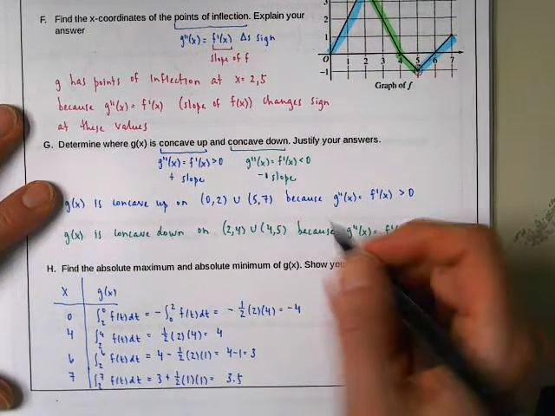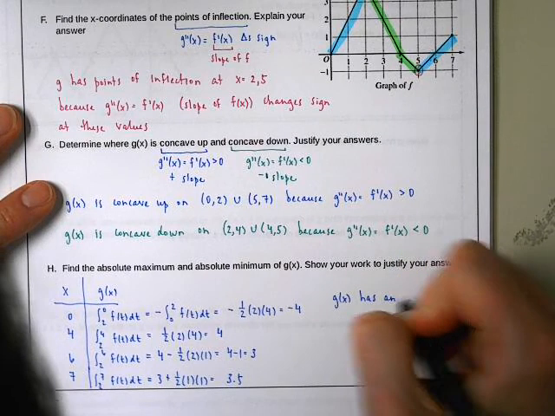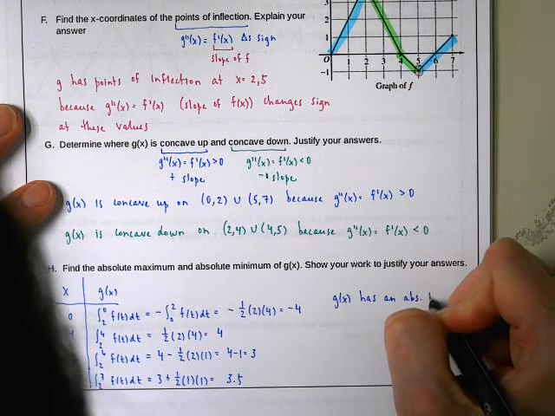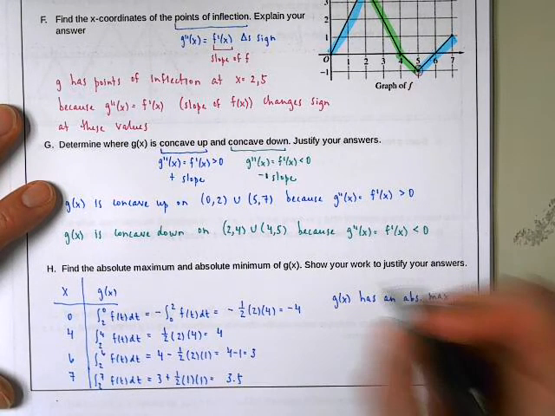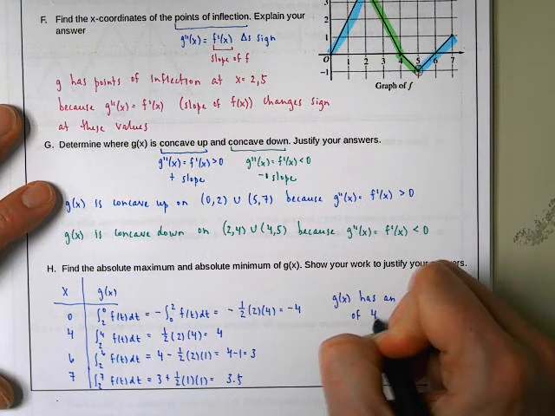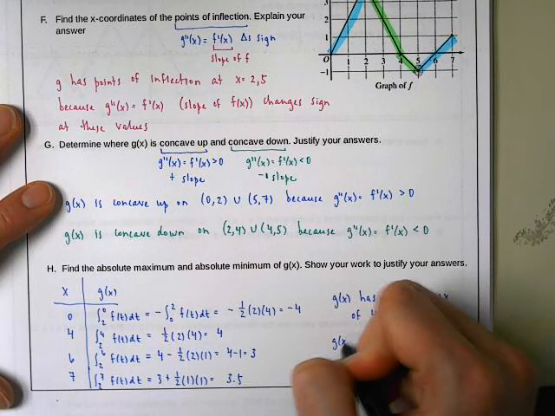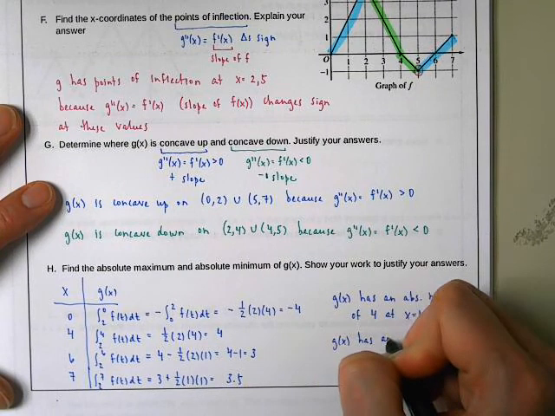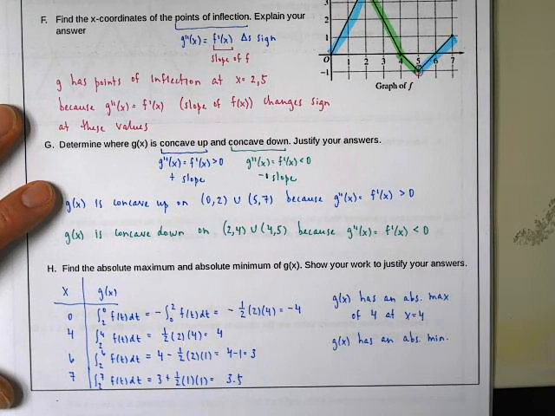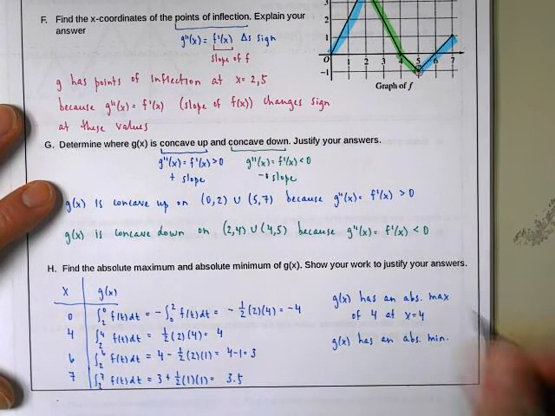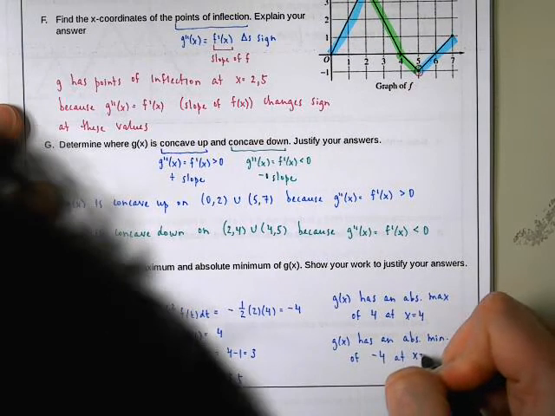So now we just have to say g of x has an absolute max of 4 at x equals 4, and g of x has an absolute min of negative 4 at x equals 0.